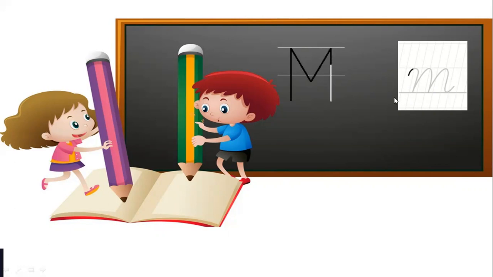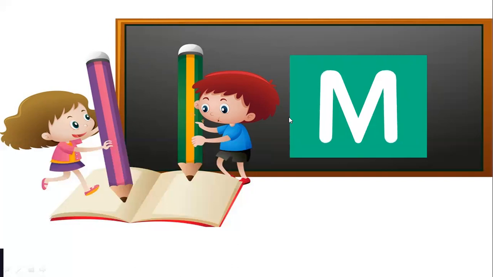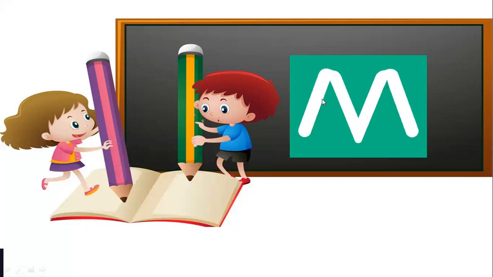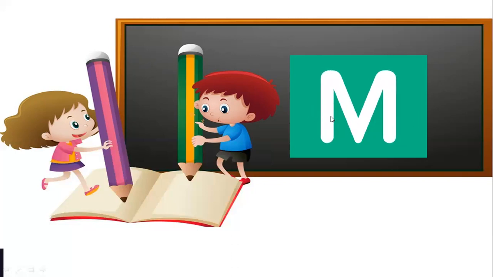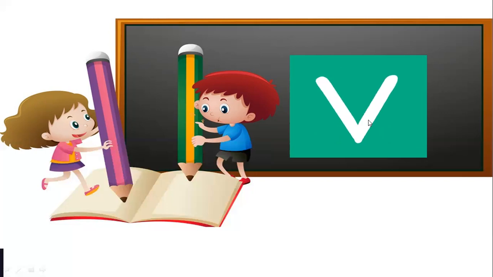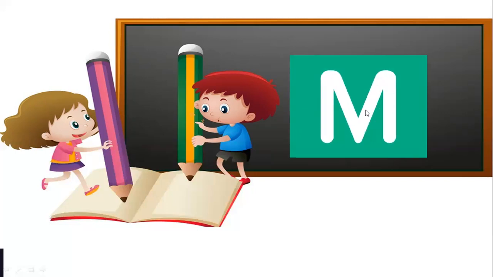So it will make a small M. This is a capital letter M and this is a small letter M. Understood? Now watch it. This is letter M. It looks great. Look here. This is a capital letter M. Read with me. M. Okay? And also recognize that it is a letter M.